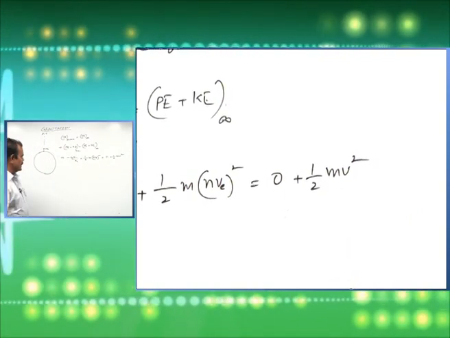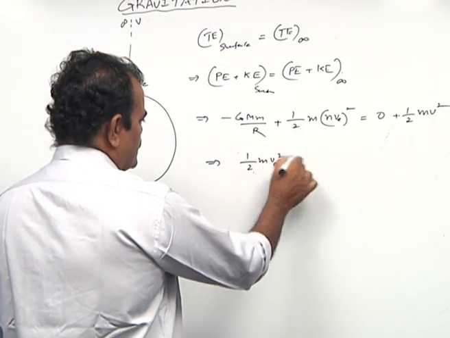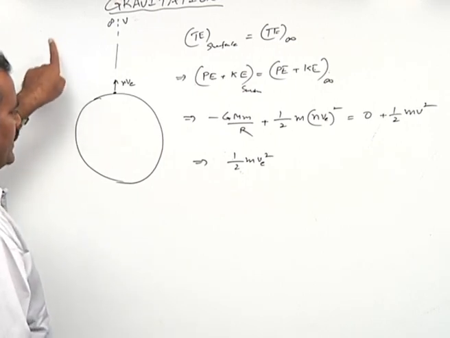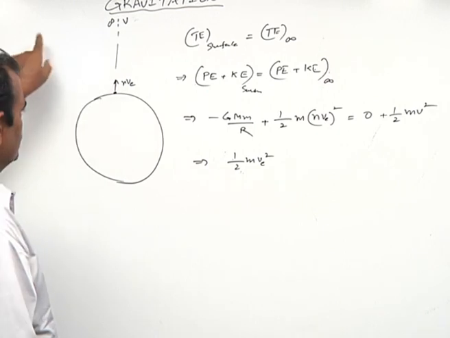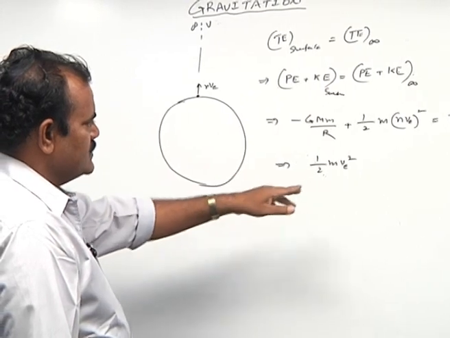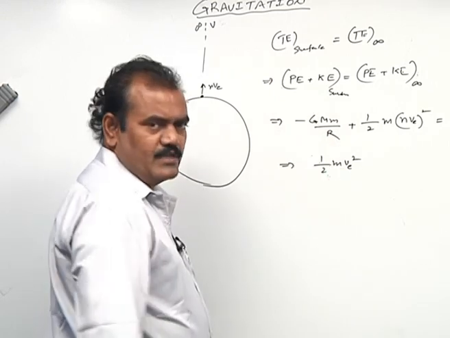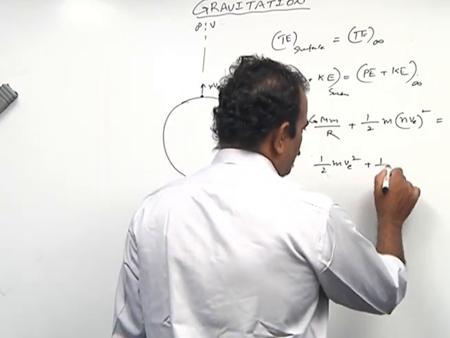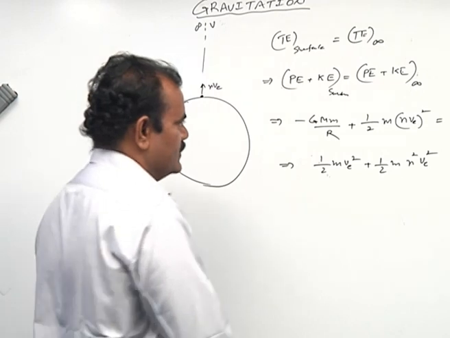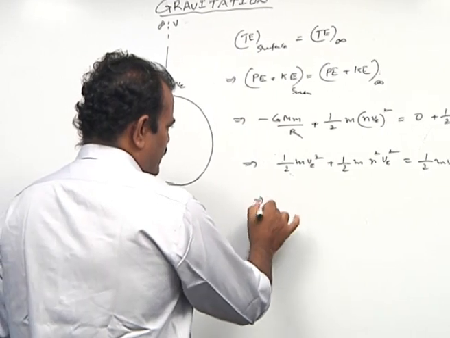So minus GMm by R plus 1 by 2 m nVe square equals 1 by 2 mv square. Just now from the principle of conservation of energy we got that minus GMm by R plus 1 by 2 mVe square, when projected from the surface of earth, is equal to 0. So 1 by 2 mVe square is equal to GMm by R. Instead of minus GMm by R we can write minus 1 by 2 mVe square, and the left side becomes 1 by 2 m n square v square, and 1 by 2 mv square is on the right. The 1 by 2 m cancels on both sides.